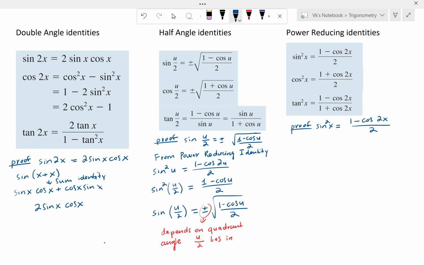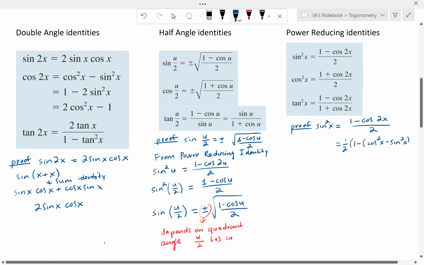Well, the best way to deal with this one is to work the right side out, because we can simplify that one. So this is half of 1 minus cosine 2x, right? We use the double angle identity. That gives us the cosine square minus sine square.